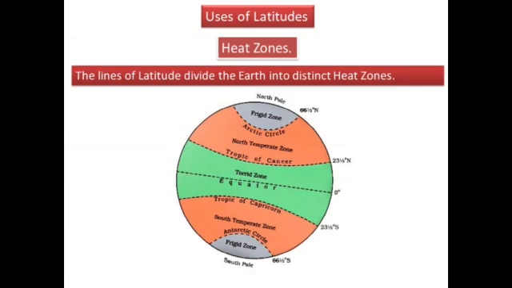The North Temperate Zone lies between the Tropic of Cancer and Arctic Circle. The South Temperate Zone lies between the Tropic of Capricorn and Antarctic Circle. This region experiences moderate temperature. The North Frigid Zone is found between Arctic Circle and North Pole, and the South Frigid Zone is found between the Antarctic Circle and South Pole. This is the coldest region on Earth.